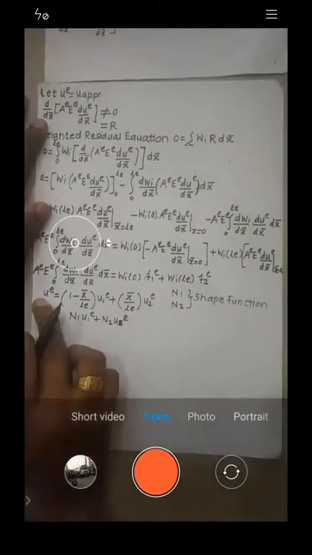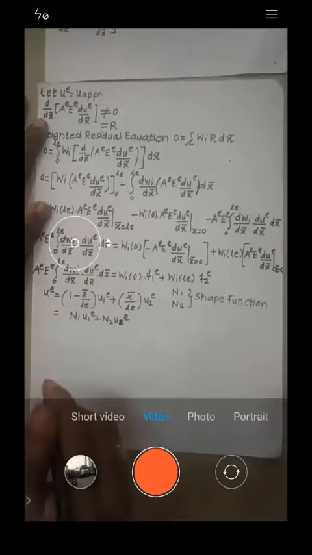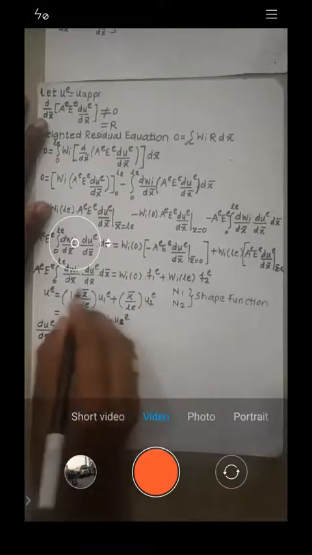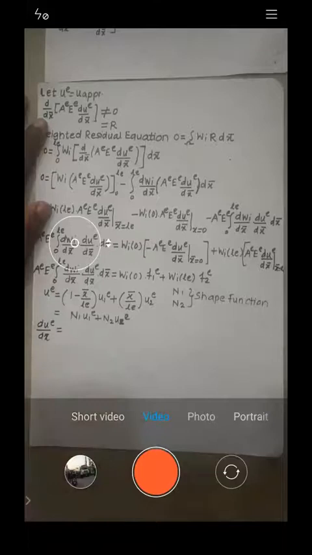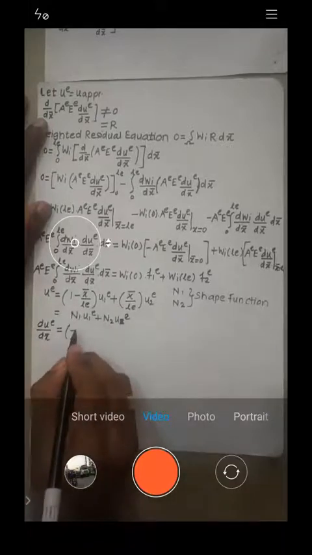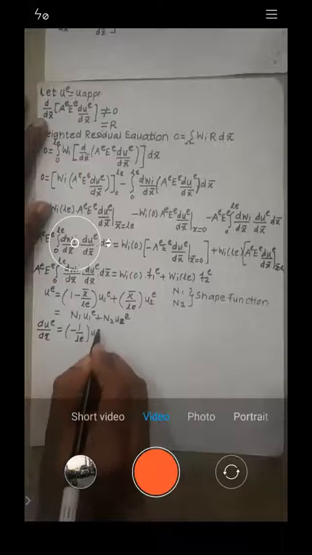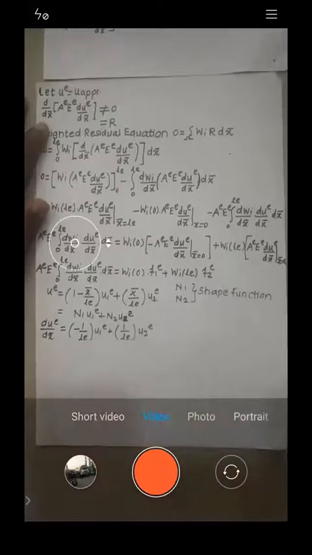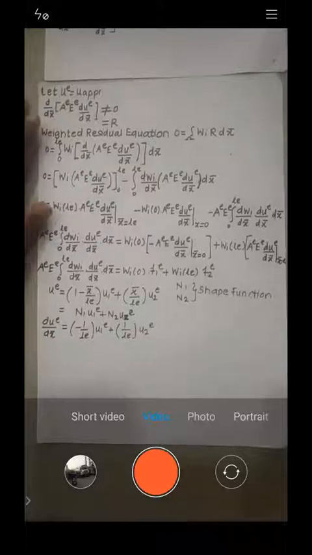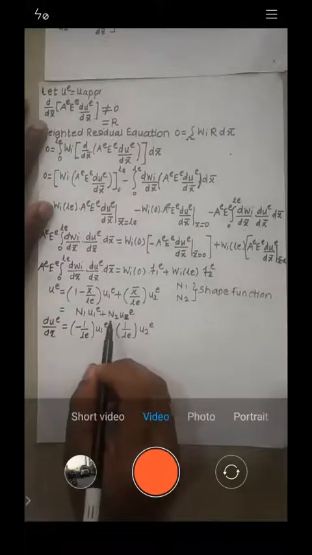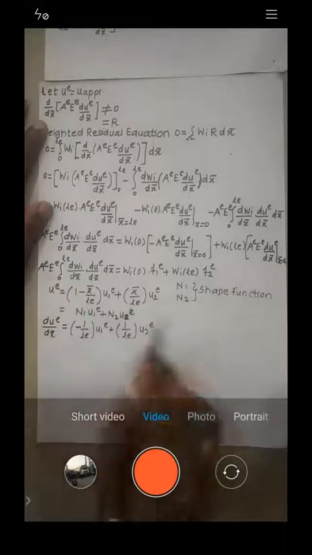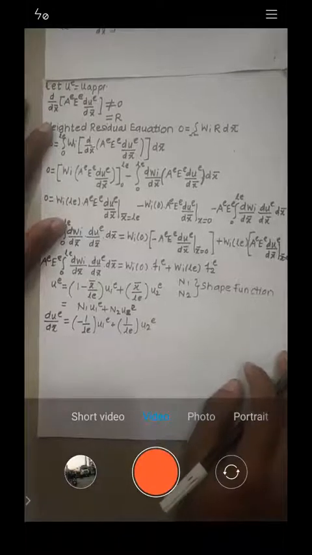So ue you have written. Now I need to write down due by dx bar. So tell me, what is due by dx bar? What is the derivative of this with respect to x bar? I need to differentiate this equation with respect to x bar. So is it okay?